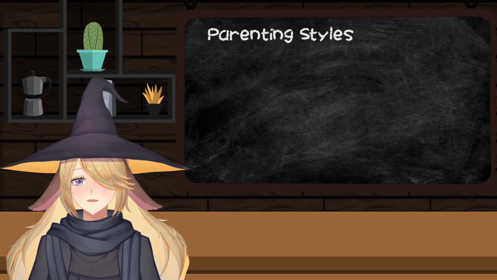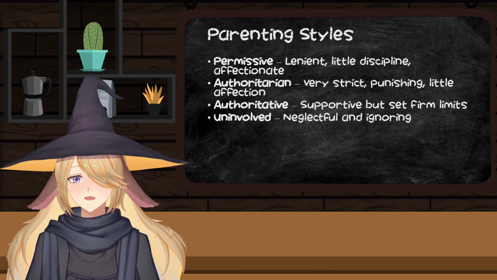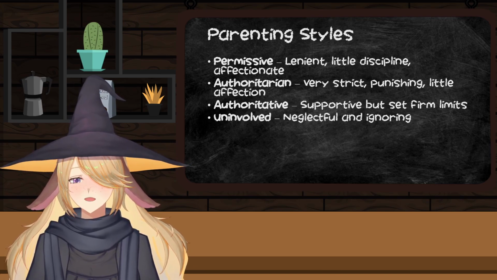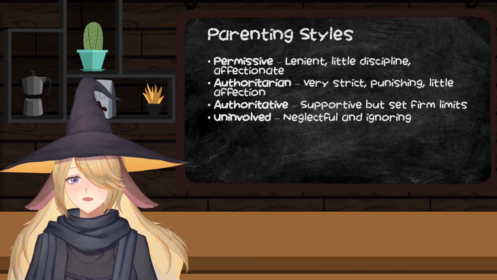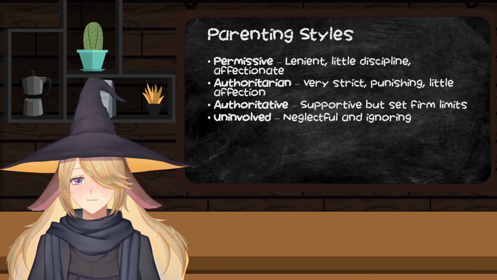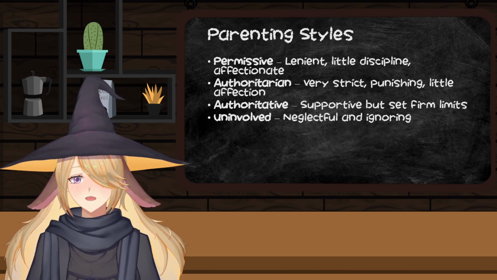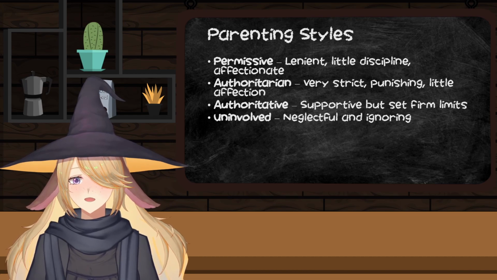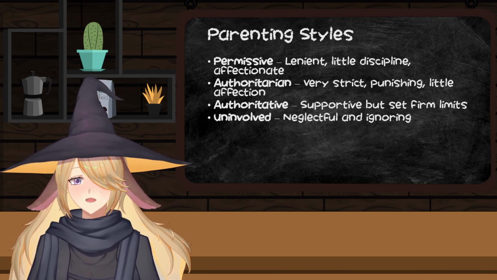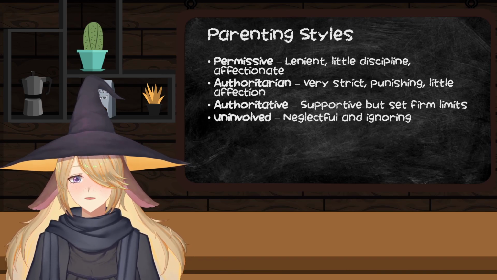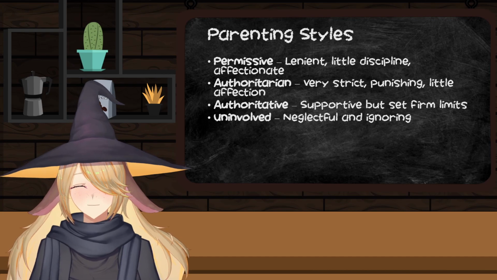So, parenting styles now, moving on from attachment. Generally, the research tends to fall into four different categories. You've got permissive parents, authoritarian parents, authoritative parents, and uninvolved parents. Permissive parents kind of let everything fly. Authoritarian parents are very strict. Authoritative parents are supportive but set firm limits. And uninvolved parents are neglectful or ignoring.